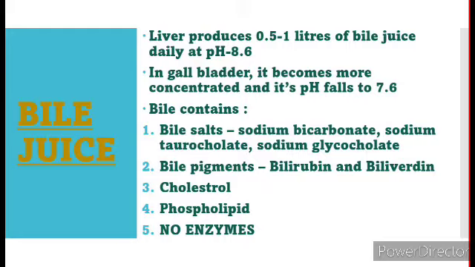Now, what are the bile salts? Sodium bicarbonate, sodium taurocholate, sodium glycocholate. What do these bile salts do? They help in the emulsification of large fat droplets into small globules. Fine. Bile pigments, right? So what are the bile pigments? Bilirubin, biliverdin. These two pigments are formed due to hemoglobin catabolism. Fine. So these are the components which are present in the bile.